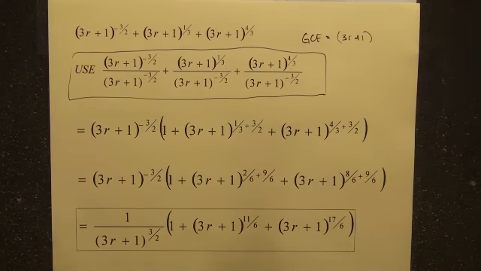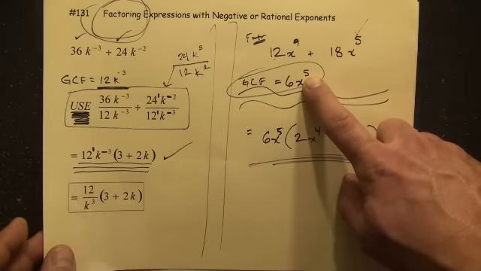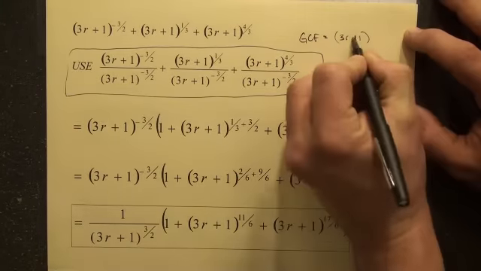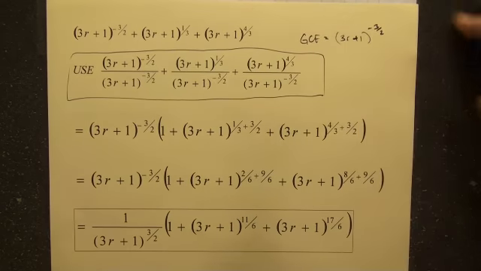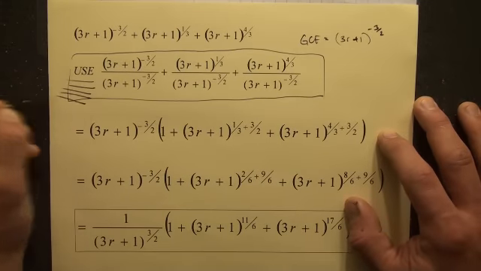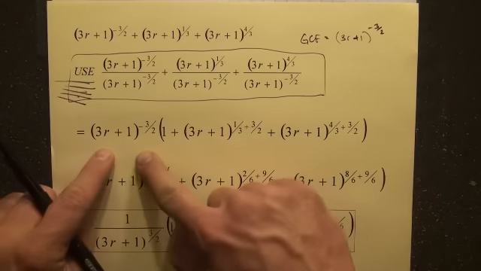The greatest that they have in common, what's the logic? You take out the smaller exponent. What's the smallest exponent? The only negative exponent, so therefore the negative 3/2 is the smallest exponent. Then you go through and divide under all three. We're going to use this division example here to help us simplify.